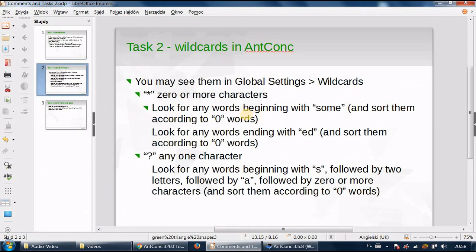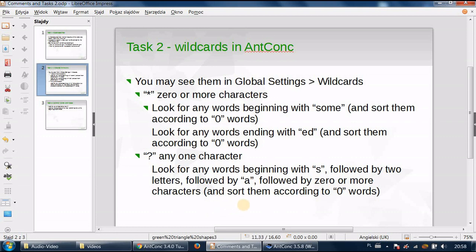Okay, let's do some exercises on another wildcard, the question mark, which stands for any one character or exactly one character. And the task I'd like you to perform is look for any words beginning with the letter S, followed by two other letters, then followed by A, then followed by 0 or more characters. And again, sort them according to the very words that you obtain. So stop the video now and please try to do this a bit more complex task.